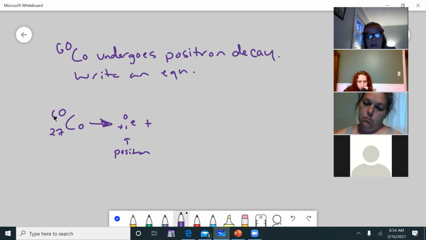What is our new nucleus that we form? Well, the top number will stay the same, 60. The bottom number, 27, has to drop down 1. So it'll become 26, and that's iron. So iron 60.